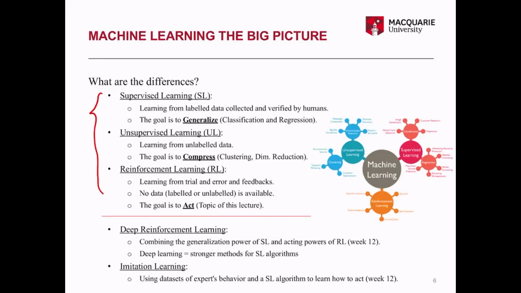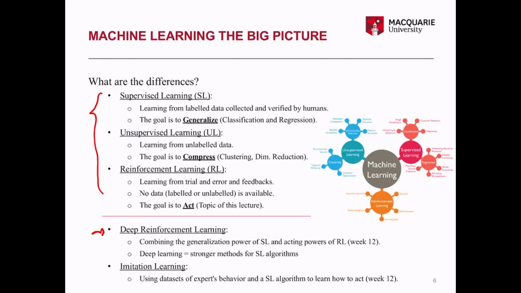For instance, in deep reinforcement learning or approximate reinforcement learning, you basically combine the generalization power of supervised learning and the acting powers of reinforcement learning. And deep learning, which is kind of a buzzword, is basically a better or stronger method for supervised learning. Not always, but in most cases, because of its modularity and the fact that you can make it larger and larger, it's just stronger compared to other conventional methods of supervised learning.